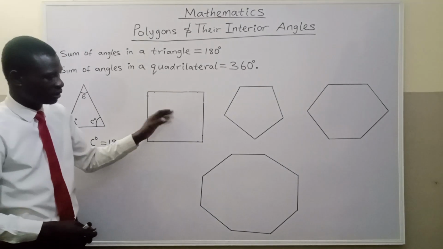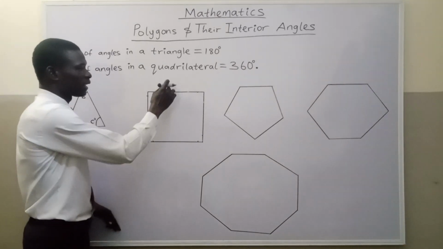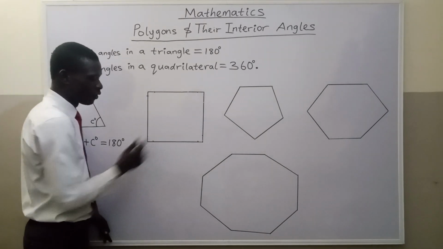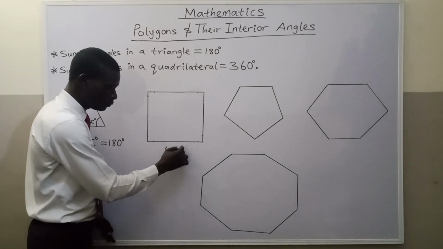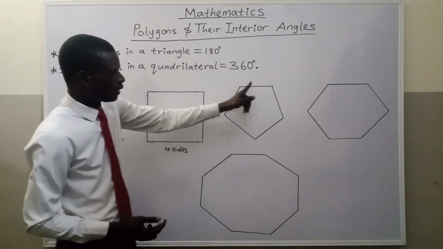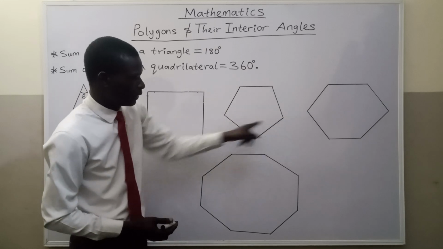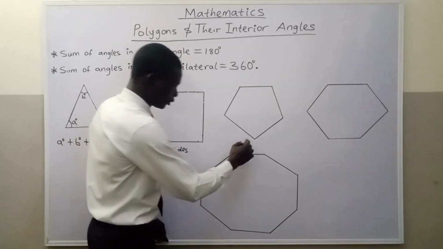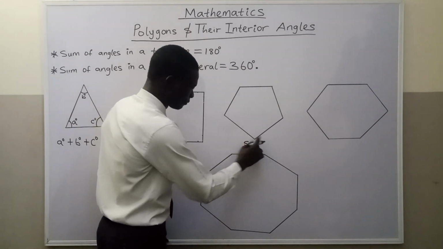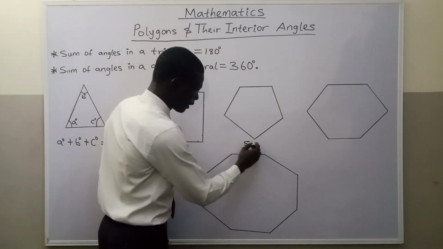Now, this is a quadrilateral. It has how many sides? 4 sides. 1, 2, 3, 4. This one has how many sides? 1, 2, 3, 4, 5. Technically, in mathematics, it is called a pentagon. So it has 5 sides.